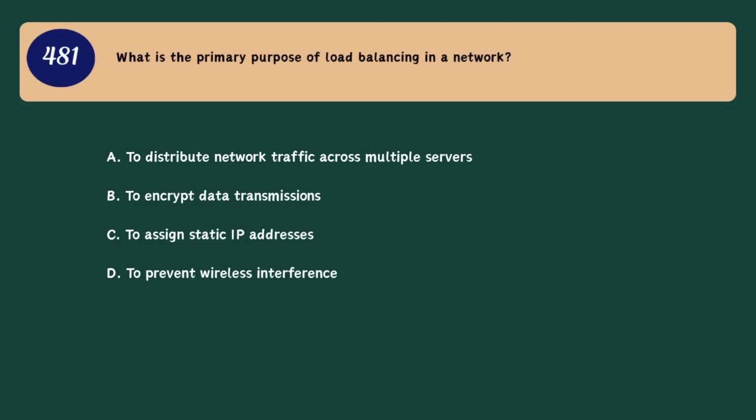Question 481. What is the primary purpose of load balancing in a network? A. To distribute network traffic across multiple servers. B. To encrypt data transmissions. C. To assign static IP addresses. D. To prevent wireless interference?